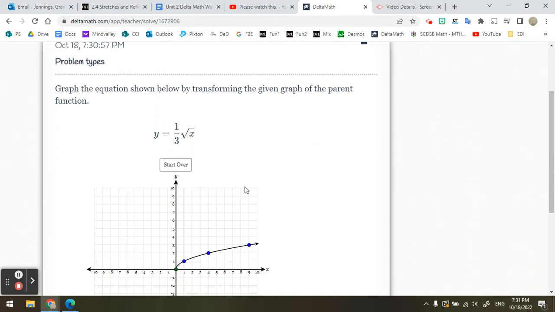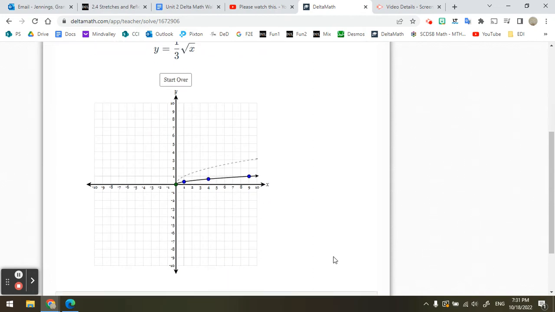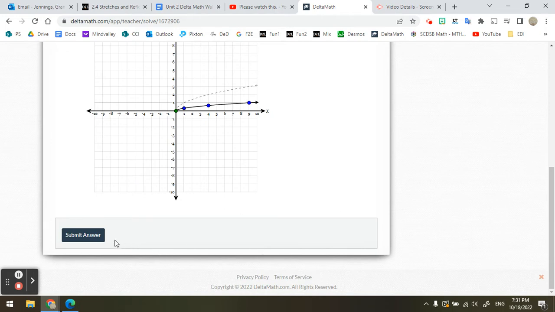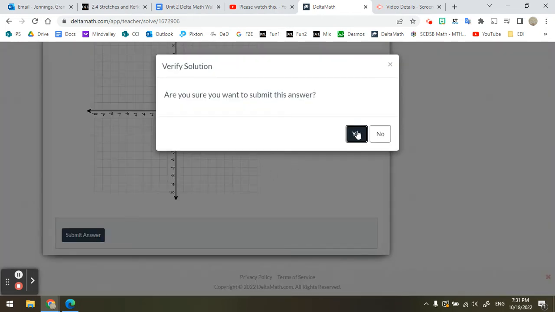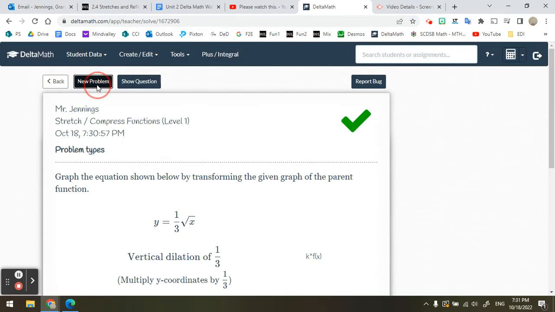Oh, a vertical squish by 1/3. Notice that's outside the machinery of the function, so it is squishing it down by 1/3. Notice I chose the point that was at 3, because that's the easiest to bullseye onto a point. There, that's the square root function squished by 1/3. Submit. Yes. No problem.